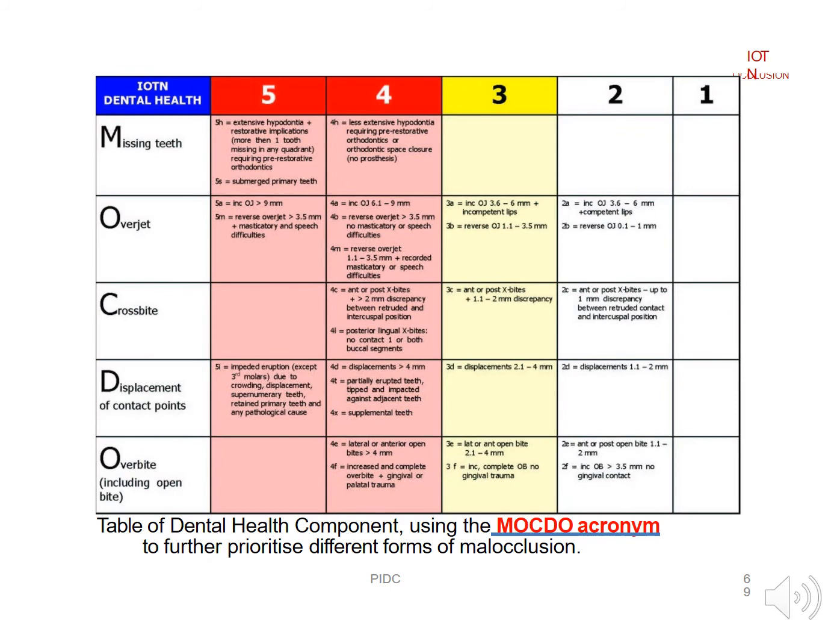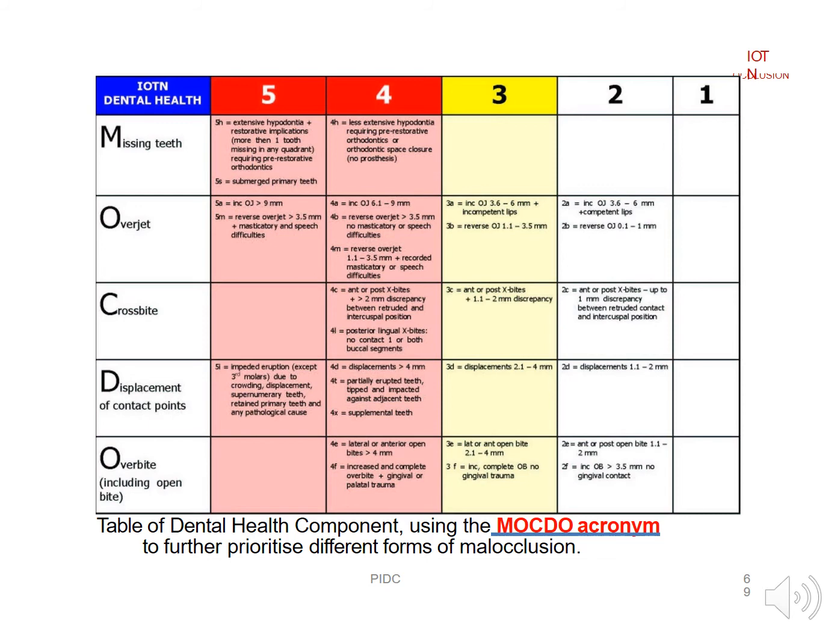Now we will look at the dental health component. This table of the dental health component uses the MOCDO acronym to further prioritize different forms of malocclusion. So what is MOCDO? For the dental health component, they only look at the single worst feature, and therefore they use the acronym MOCDO, which consists of M for missing teeth, O for overjet, C for crossbite, D for displacement of contact points, and O for overbite, including open bite.